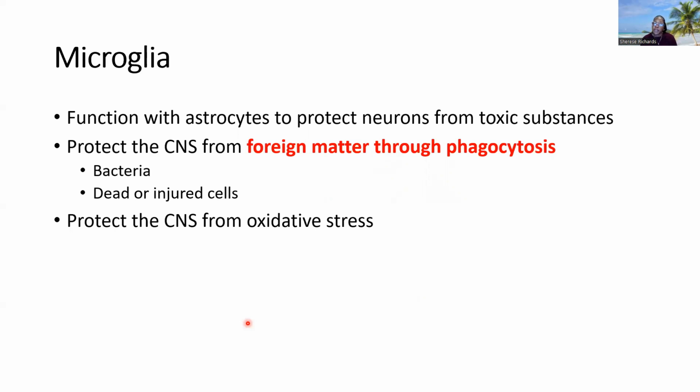So a sort of different role from the astrocytes. Astrocytes aren't going to eat or engulf or destroy these toxic substances. They're just going to stand in the way and protect them from entering the nervous system. But if they do make their way into the nervous tissue, microglia are going to be the cells that help to engulf and destroy those foreign particles or foreign matter. All right. So in a very different way, it's also going to protect the central nervous system from these toxic substances as well as from any oxidative stress.